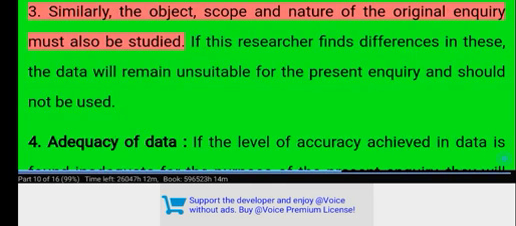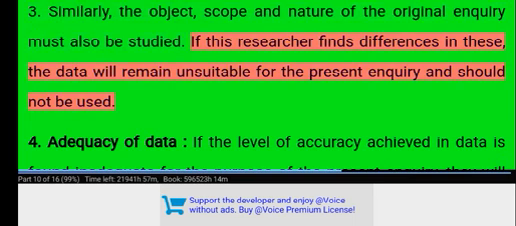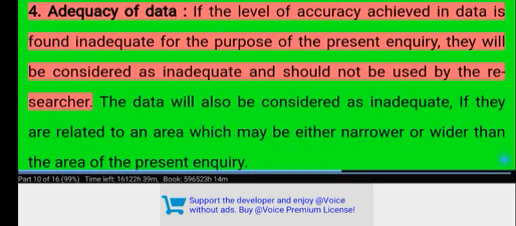3. Similarly, the object, scope and nature of the original inquiry must also be studied. If the researcher finds differences in these, the data will remain unsuitable for the present inquiry and should not be used. 4. Adequacy of data. If the level of accuracy achieved in data is found inadequate for the purpose of the present inquiry, they will be considered as inadequate and should not be used by the researcher.